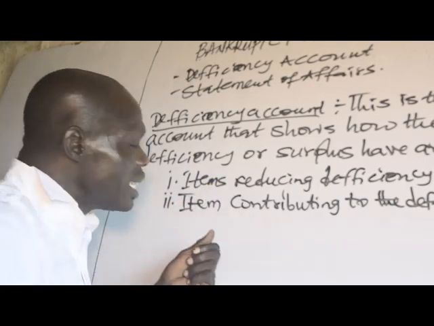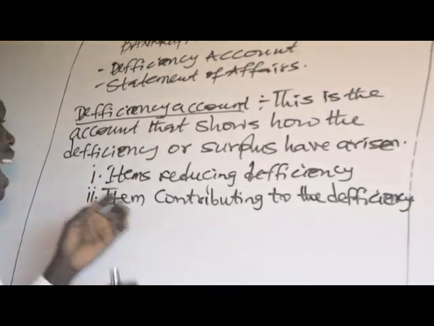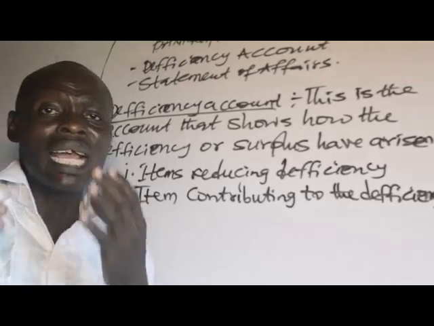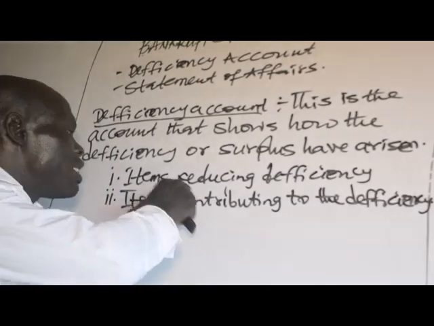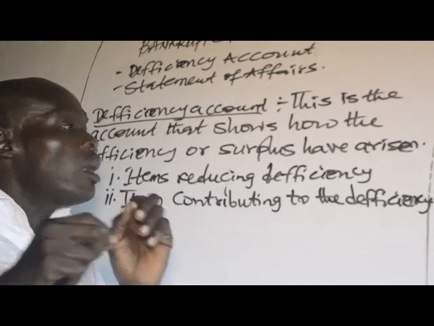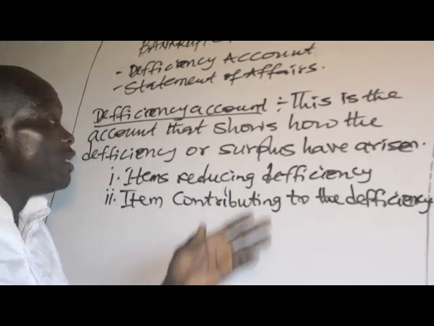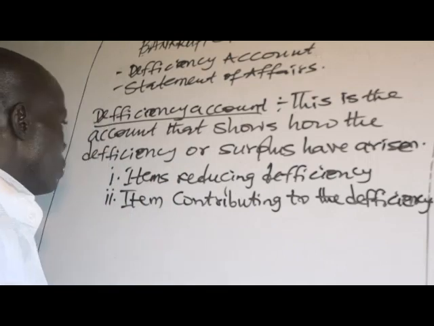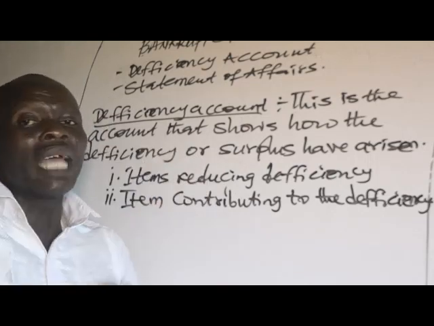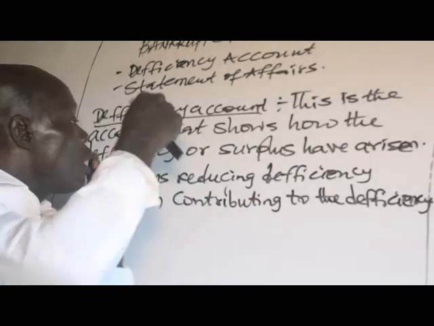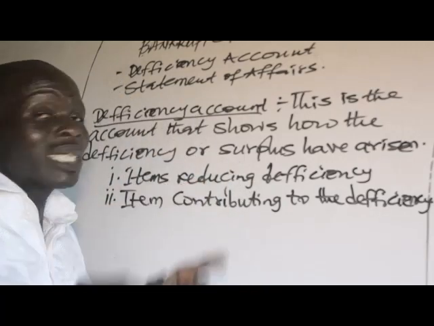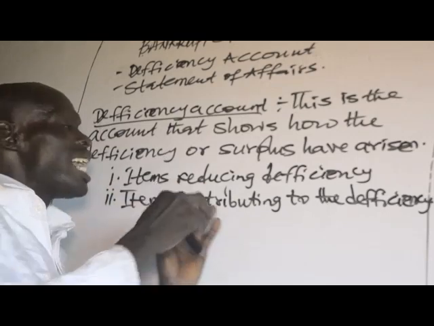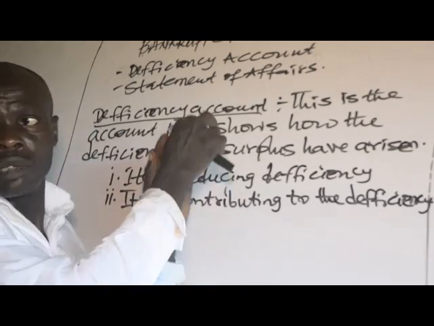Items reducing deficiency are the items that will make the deficiency of the entity to reduce. Items that will make the deficiency or losses of the bankrupt to reduce. Those items are said to be the items that are reducing the deficiency.